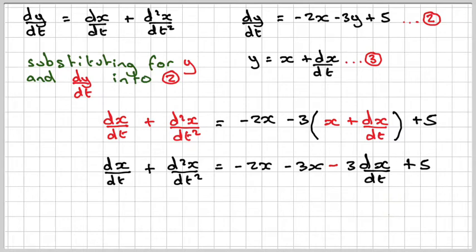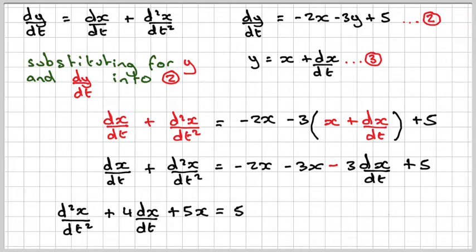And then we're going to make a second order differential equation. So this will become d squared x over dt squared. Bringing this over here will now make 4 lots of dx/dt. And then minus 2x minus 3x is minus 5x, but bring it over here, we'll make it plus 5x. And then we've still got the equal to 5. So we now need to solve this differential equation.